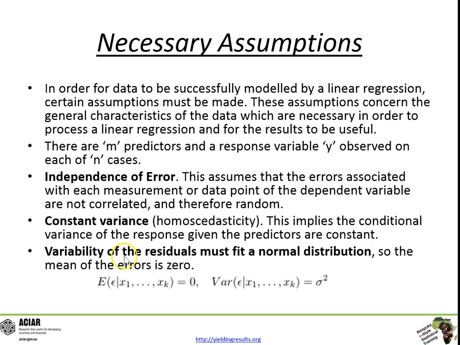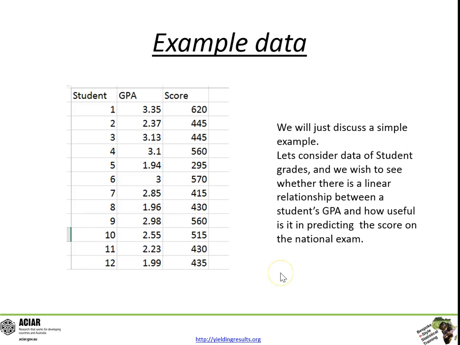Lastly, we think about the variability of our residuals, which is the individual values taken away from the fitted values. So the residuals, which we'll talk about later, must fit a normal distribution, and so the expected value of an error is 0, but there's a variance associated with that. So in general we have measurement error.